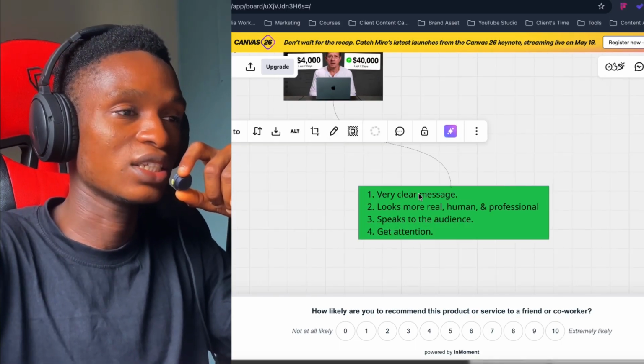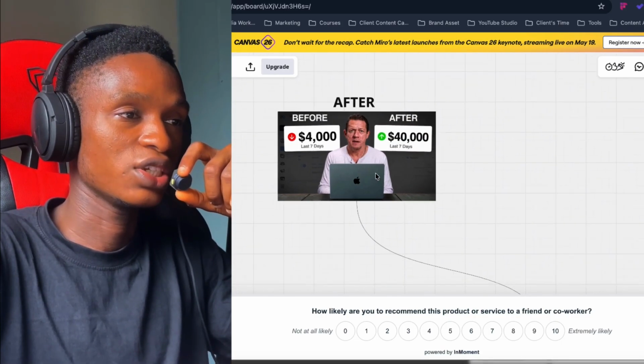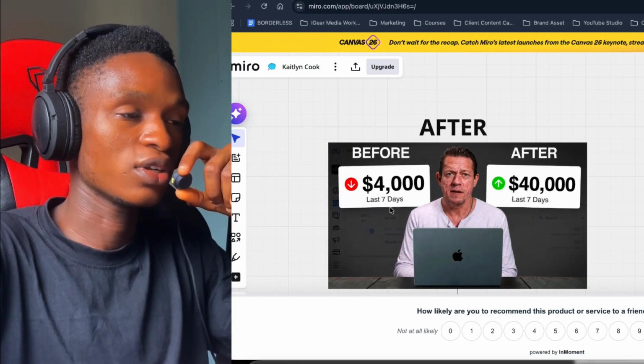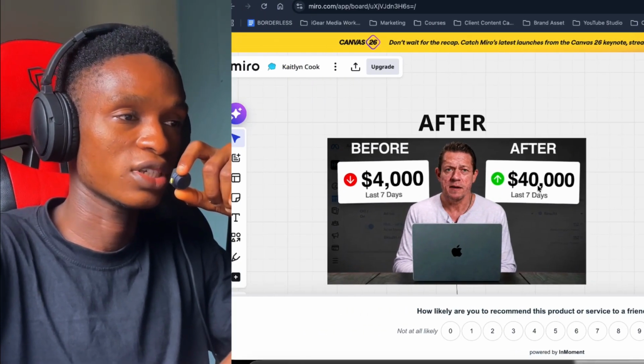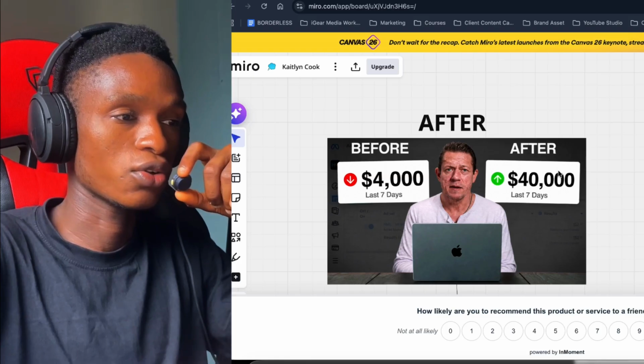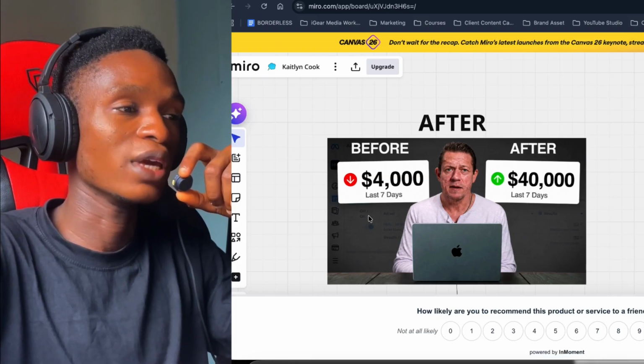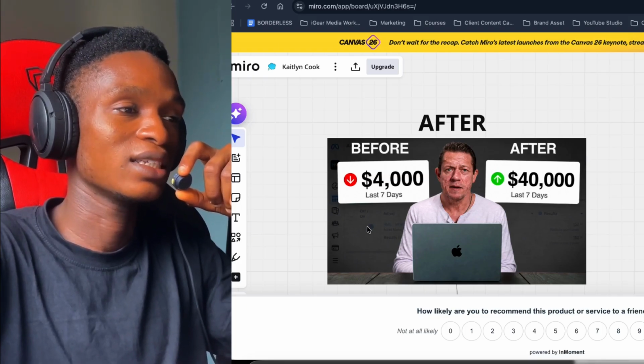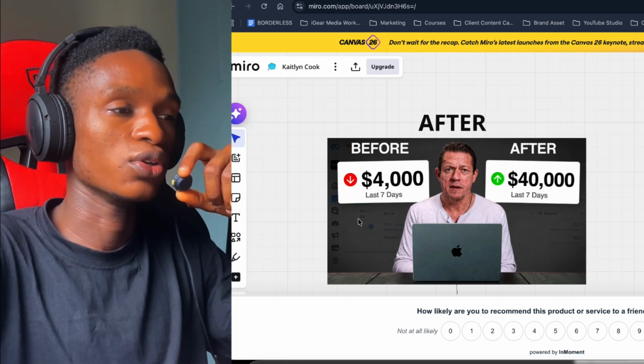The first thing that changes here is that there's a very clear message. The clear message is that $4,000 lost and $40,000 gained, before and after. So you got that. Then the other thing is, if you look behind, there's the Meta Ads dashboard. So that speaks to the audience.